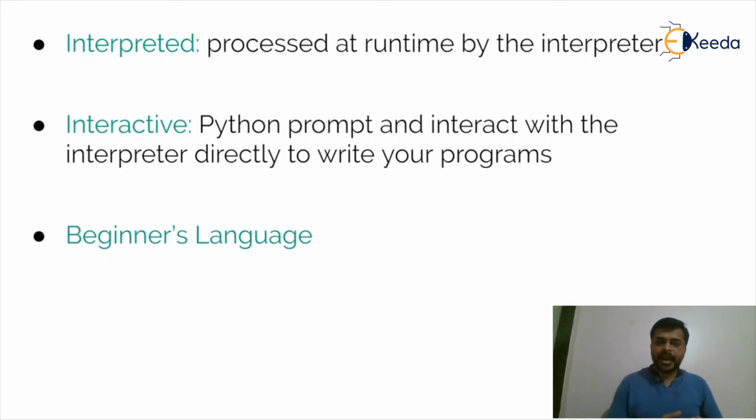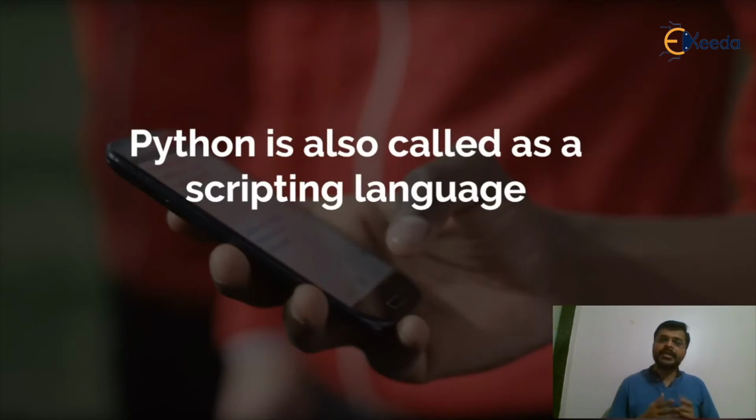In the case of interactive, we get a prompt, basically a Python prompt, and we interact with that prompt directly, writing one line at a time and executing it directly with the interactive prompt. It's a beginner's language because it's more like the English language, so we can easily read and understand the program. Python is also called a scripting language.